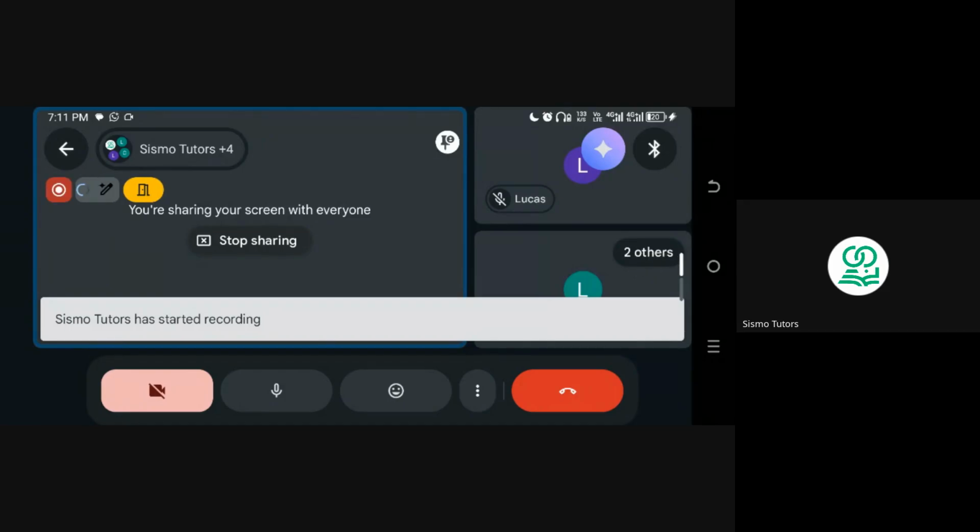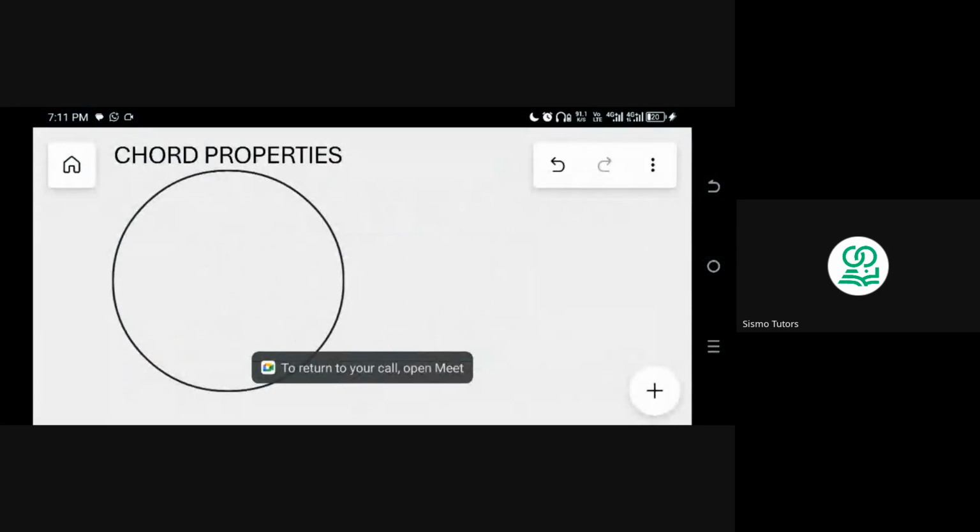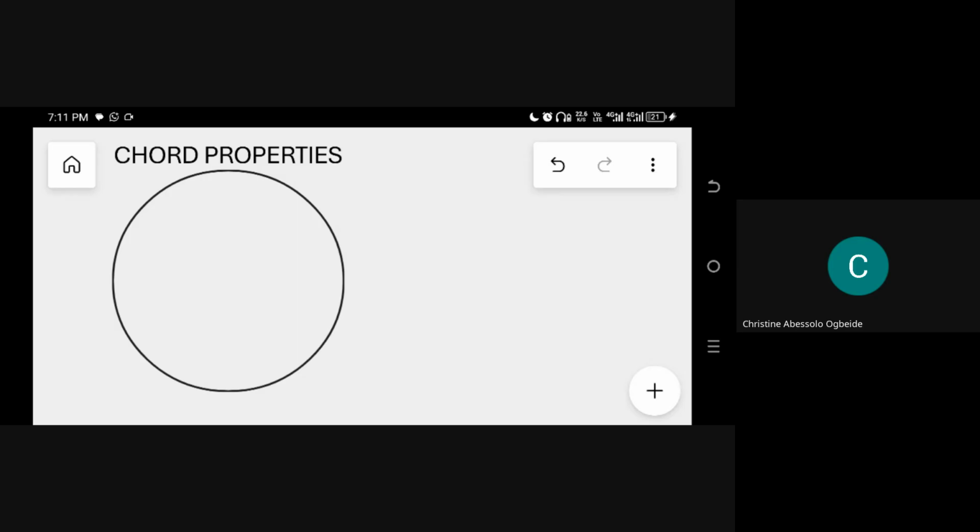So we are still looking at the circle theorem, and now we are in chord properties. The other day, in the class preceding this one, we looked at the angle at the center of the circle being twice the angle at the circumference. So we talked about how the angle at the center is twice the angle at the circumference.